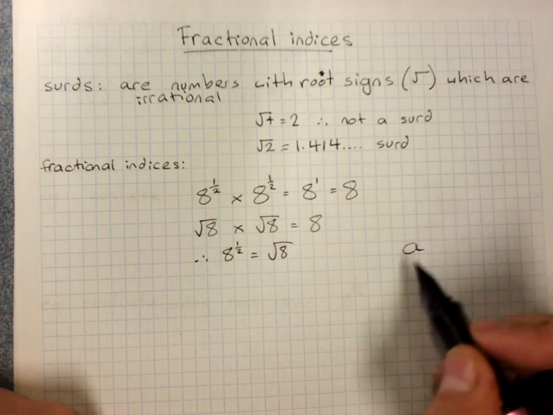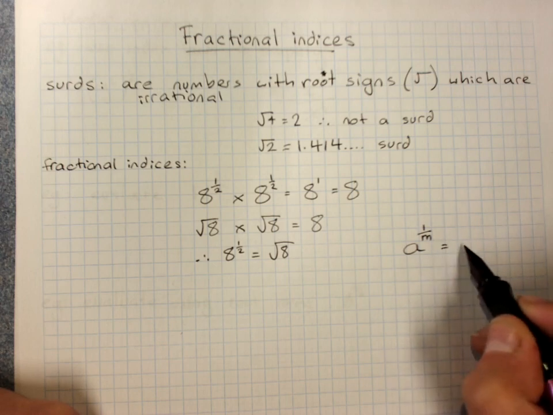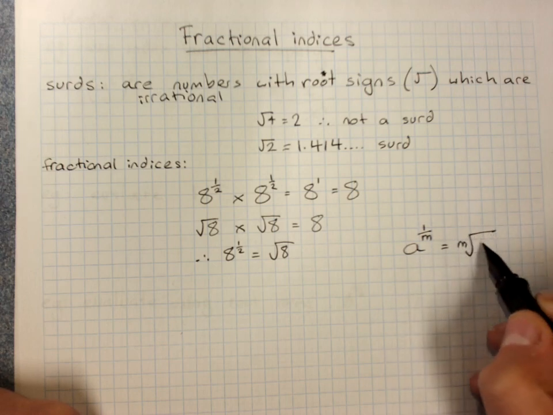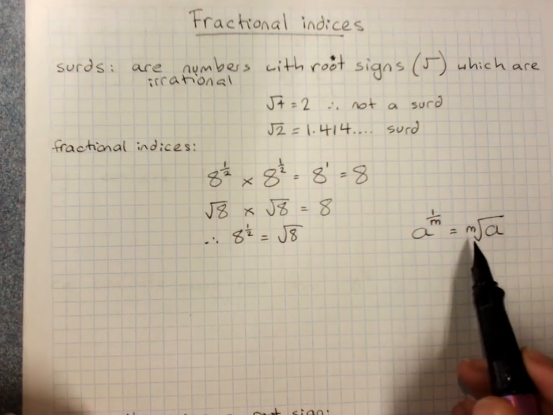And that is our fractional index rule, that a number, in this case we'll call it a, to the power of 1 over m is equal to the mth root of a. Now that's because we can have other roots.